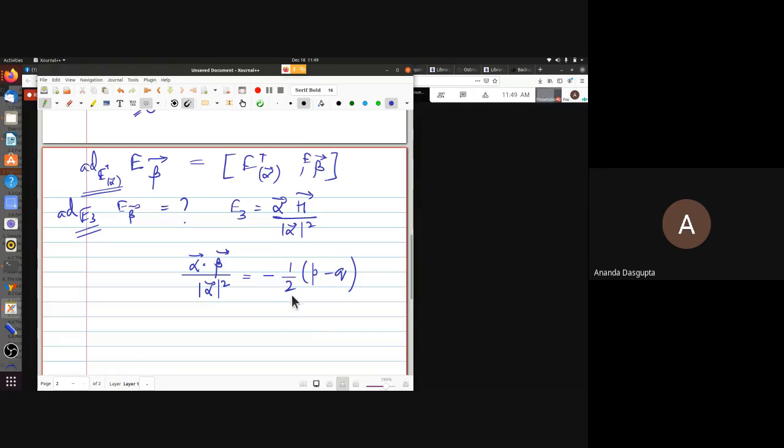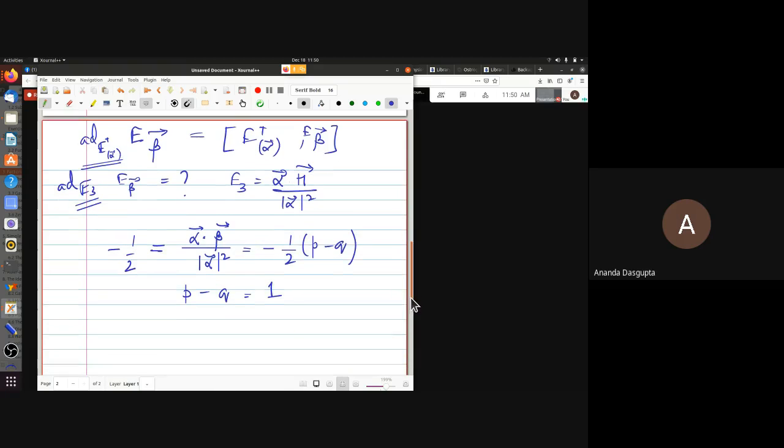p minus q, which tells you how many times you can raise beta in the direction of alpha. That's p. And how many times can you lower in the direction? That's q. So you just look for that. In this particular case, alpha dot beta by mod alpha squared is straightforward. It's minus half, right? Cosine of 120 degrees: two unit vectors separated by an angle of 120 degrees. So you get minus half. So what I know for sure is p minus q is 1.